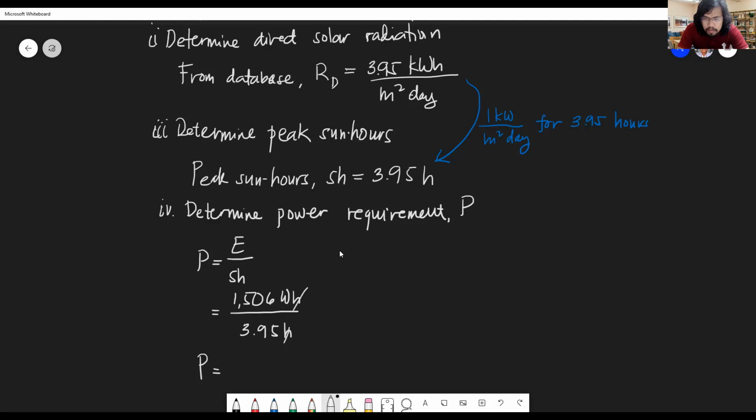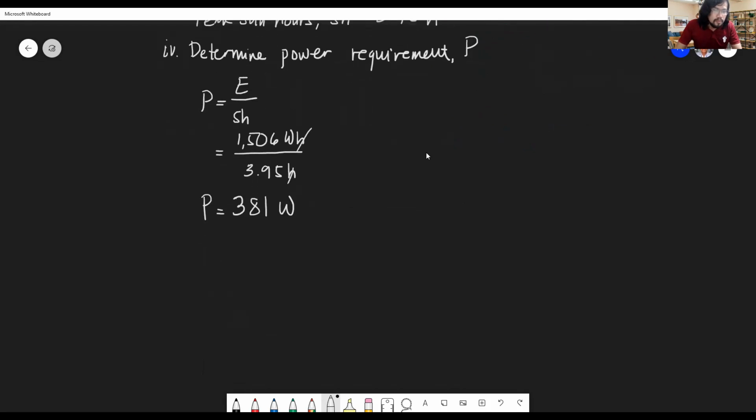That is right. 1506. Is it really 1506? Over 3.95. Okay, 381. It's 381 watts. Once we have the power, we can now determine the number of panels that we need.